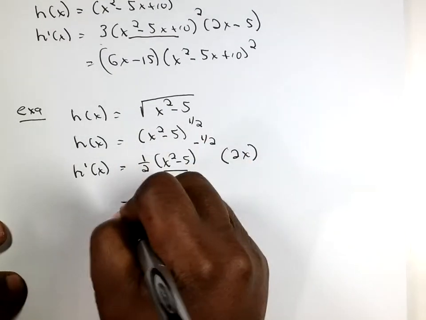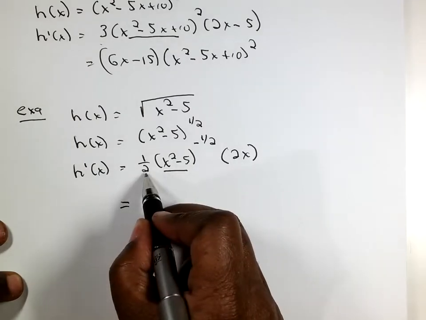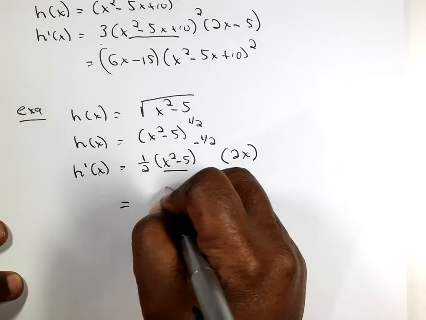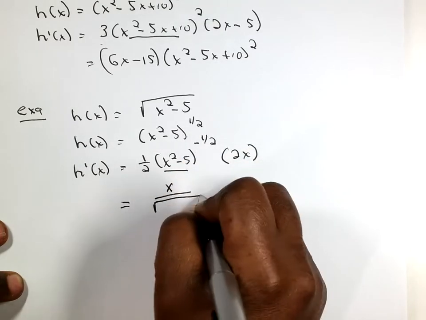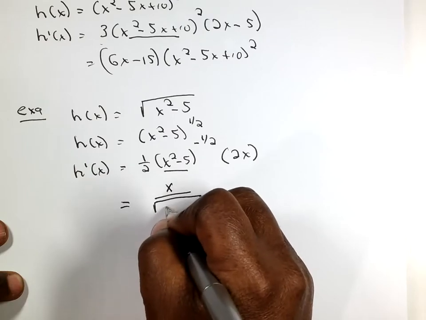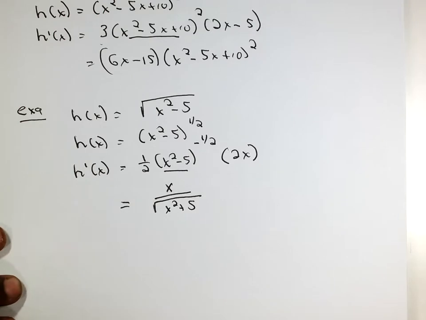And I can clean this up again a little bit. That 2 and the 1/2, they're just going to cancel each other out. So I have an x up top, and I can bring this back down. Since it's negative 1/2, I can bring it down. And if you want, you can rewrite it inside of a square root, or you can leave it as to the 1/2, x squared minus 5 to the 1/2 power. Either way is fine.